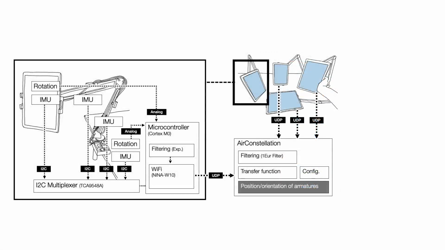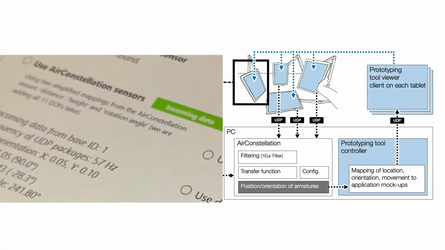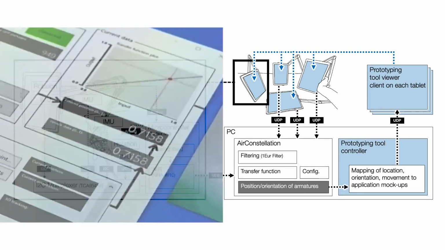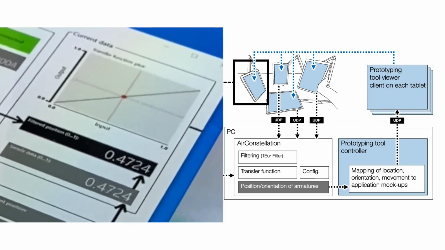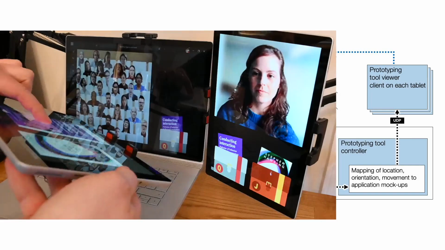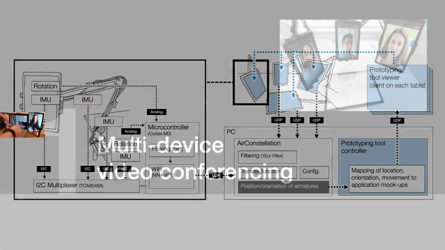All applications are implemented with a prototyping software that uses the sensed information of 3D position and orientation of devices and formations to drive mock-up implementations of application behaviors, responding to any changes of orientation or proximity between devices.